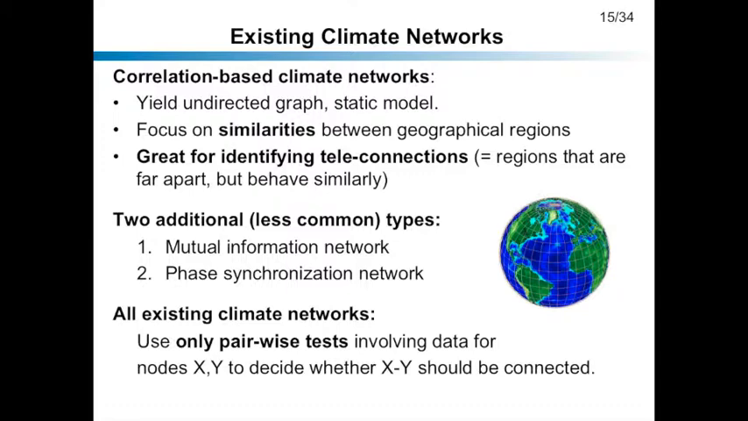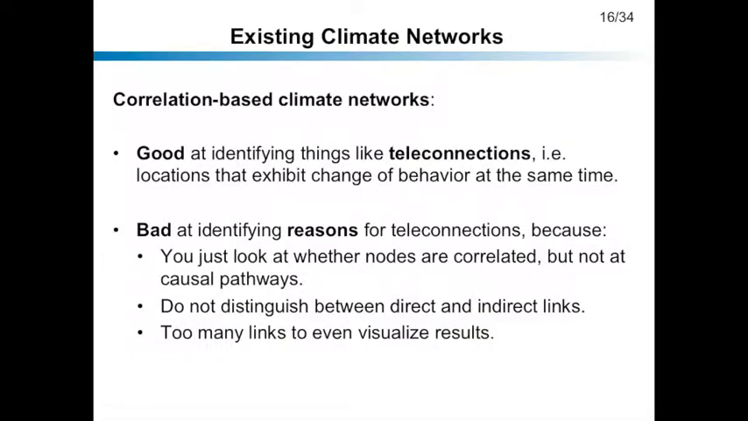They yield undirected graphs, static models, and they focus on similarities between geographical regions. That's why they're so good at finding Taylor connections, which are places that are far apart but behave similarly. So they're used to find similarity. And there are two other networks. One uses mutual information, and the other one is a phase synchronization network. But they all use pairwise tests only, nothing else. So of course, when we looked at them, we were like, what would you get if you used causal discovery for that? We had to try this.